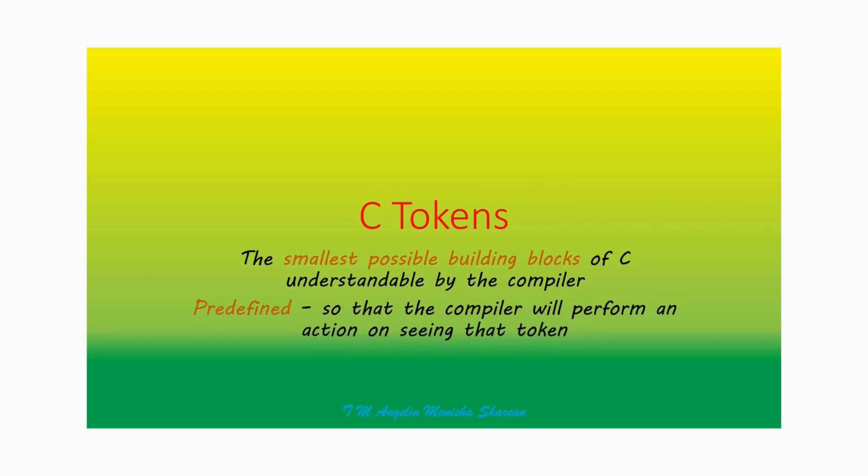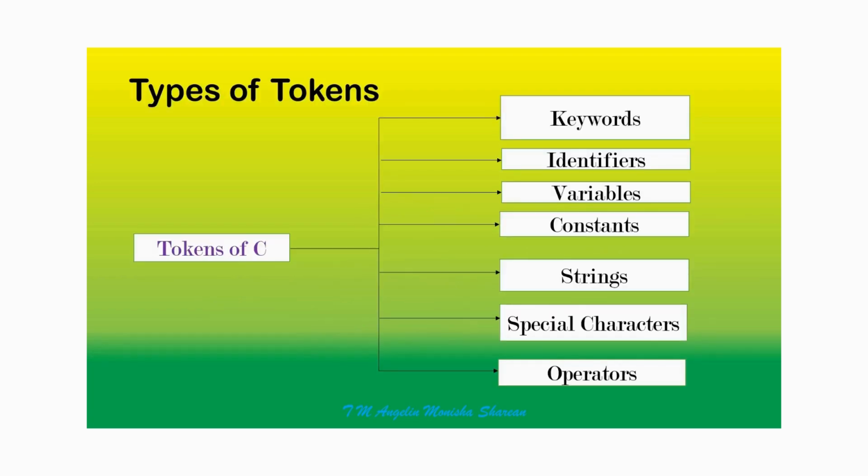Today, in this video, we are going to see about the tokens in C language. The tokens are the smallest possible building blocks of C language, which are understandable by the compiler and they have specific meaning so that a specific action is taken by the compiler on seeing those tokens. The types of tokens: keywords, identifiers, variables, constants, strings, special characters, and operators.